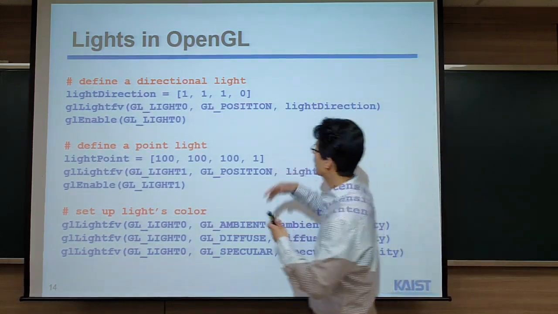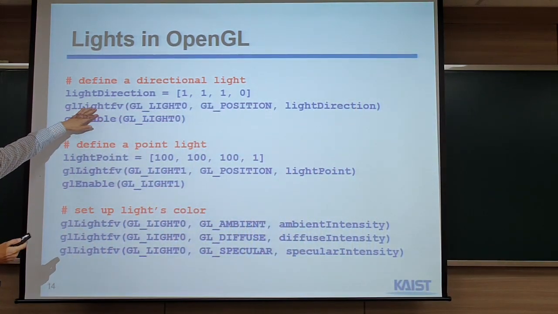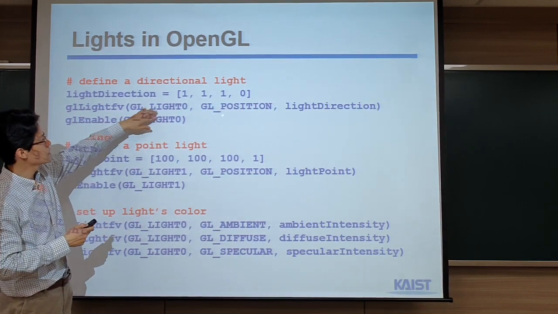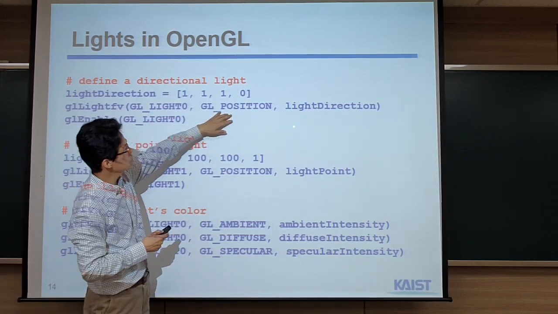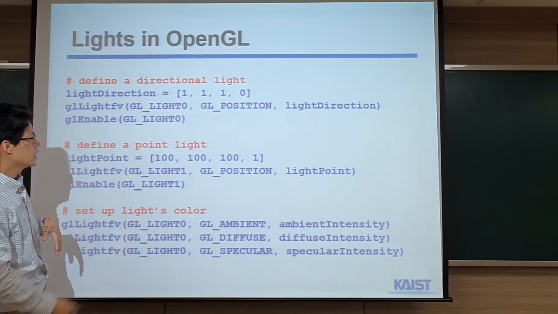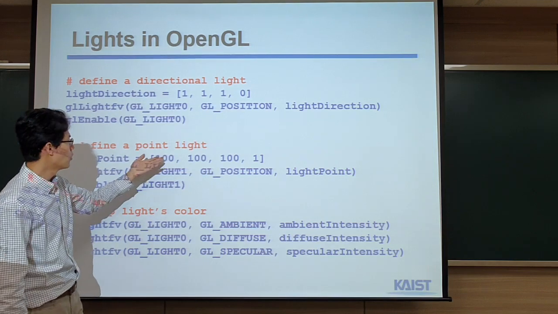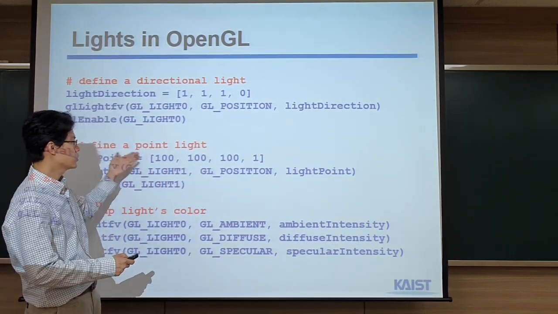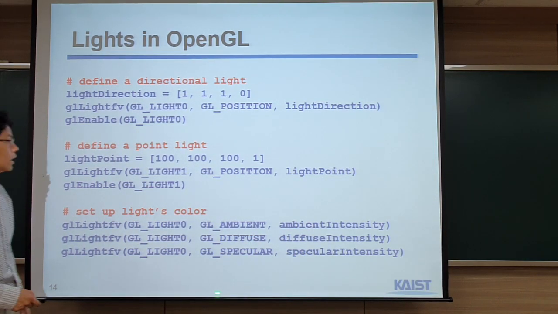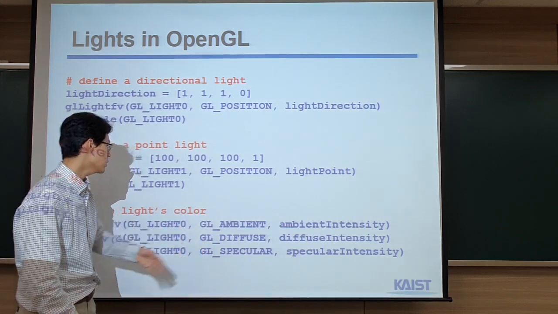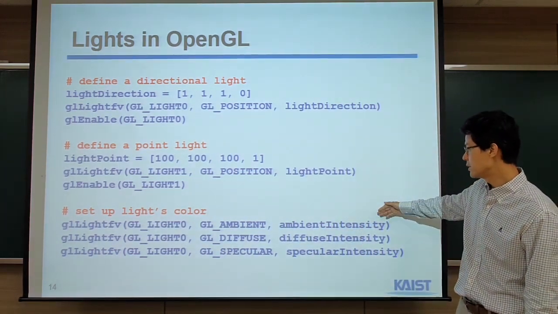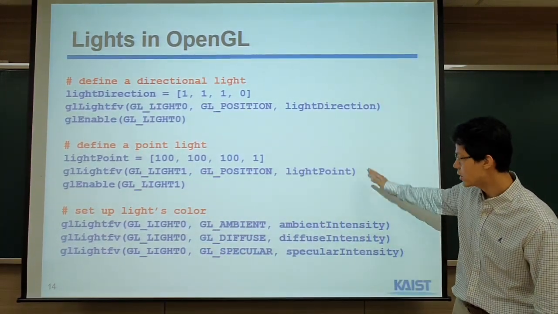In OpenGL, we can use functions such as glLight. We specify the light index 0, and we specify the position with the light direction, here 1, 1, 1, 0. This will be a directional light. If you want to specify a point light source, you can put in something like 100, 100, 101 here. This is also how we set up the light color. For ambient, diffuse, and specular, you specify RGB values: ambient intensity, diffuse intensity, and specular intensity.